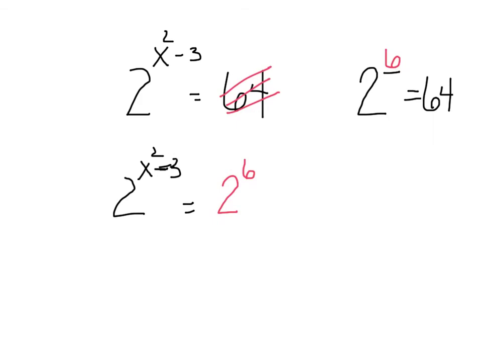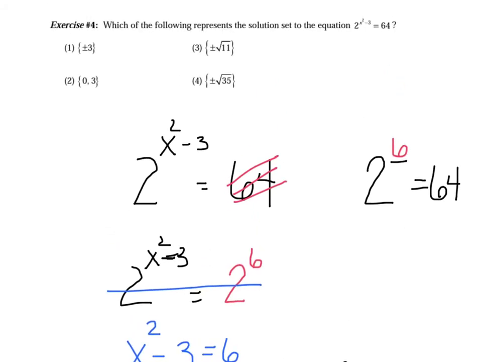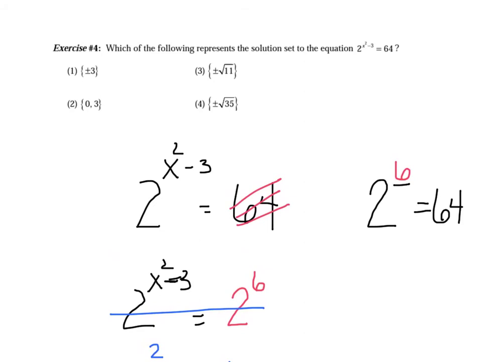I've got common bases, so I'm setting my exponents equal. x squared minus 3 equals 6. So I get x squared equals 9. Now don't fall for that bear trap. We do it on our bite-sized quiz every week. When you take that square root, how many answers should you be getting? I get x equals plus and minus 3. So when I go back and look at my choices, hopefully you'll see plus and minus 3 in there, and it should check out.